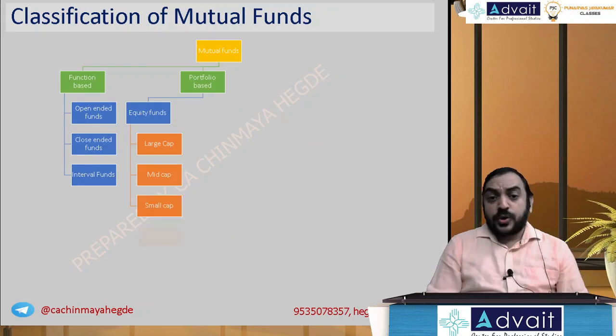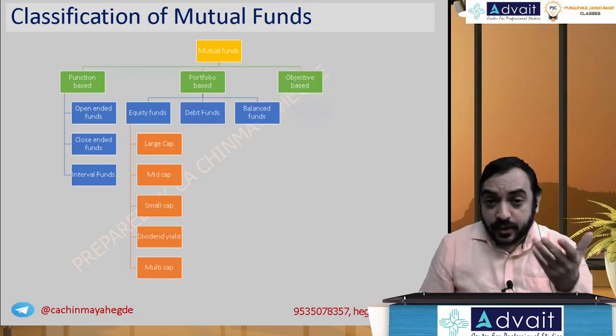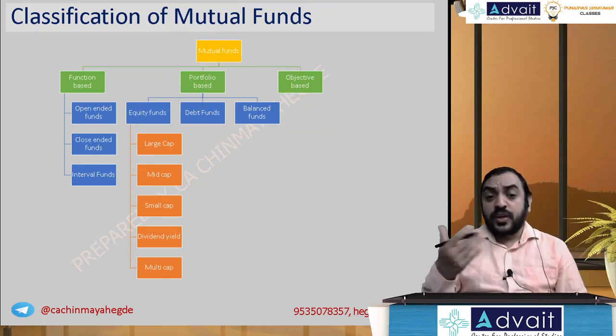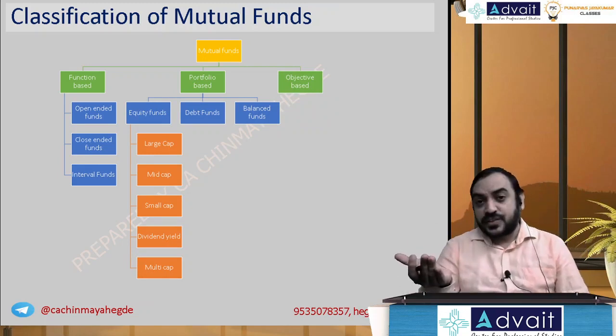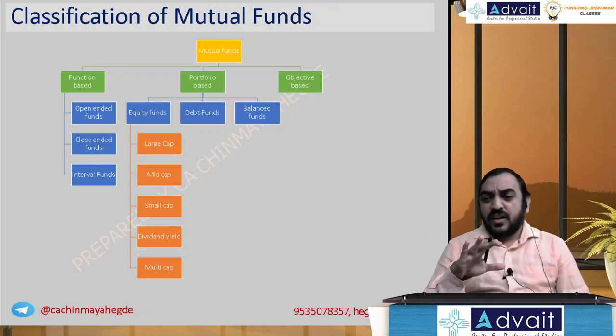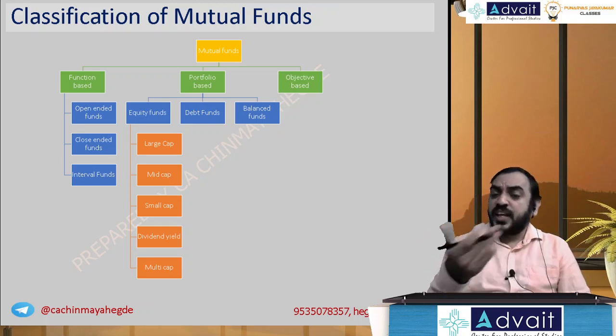Okay, so we're talking about types of mutual funds. Now, again, this also you should remember. Then we have balance funds, which invest in equity funds as well as debt funds. We have arbitrage funds, retirement funds, balance funds. We have aggressive balance funds, defensive balance funds, which invest in equity as well as debt.